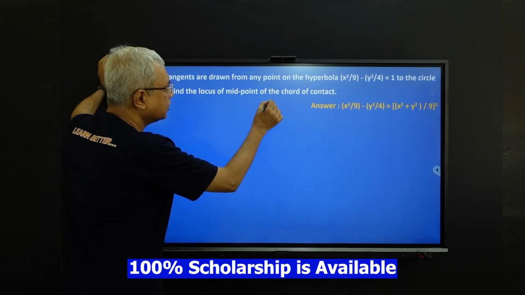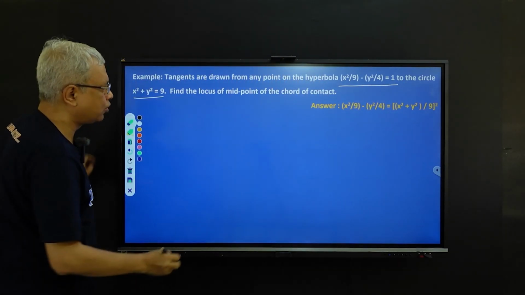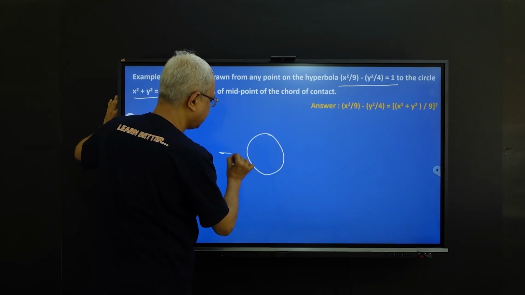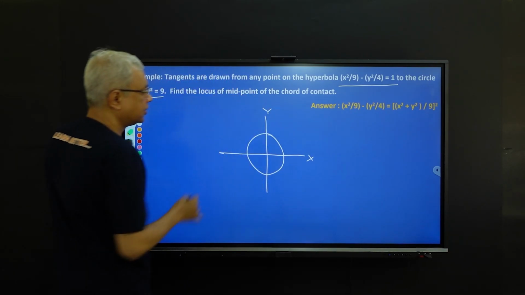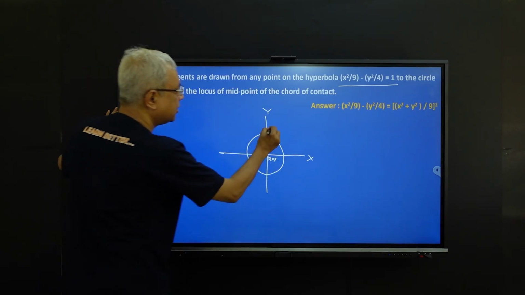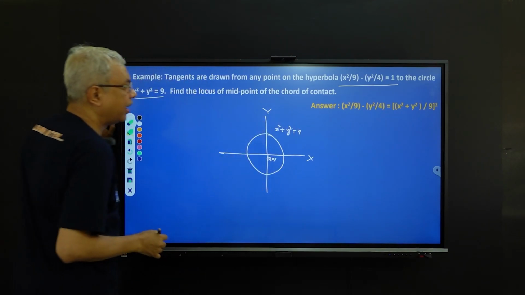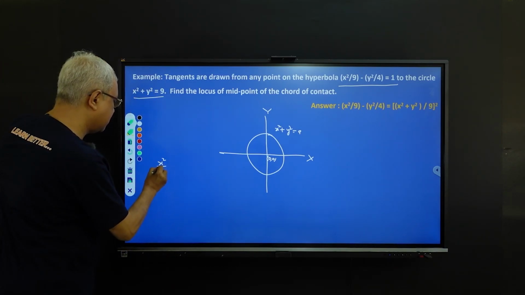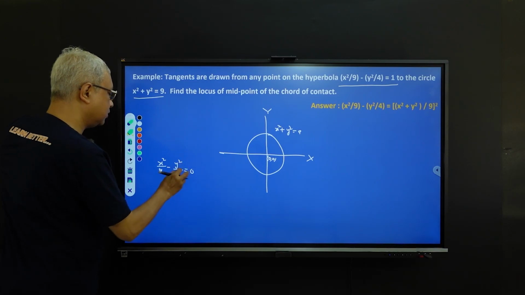So just think of this hyperbola and this circle first. There is a circle. This is x-axis, this is y-axis, this is center, which is nothing but 0, 0, and the equation of the circle is given as x square plus y square equal to 9. And there is a hyperbola whose equation is x square by 9 minus y square by 4 equal to 1.